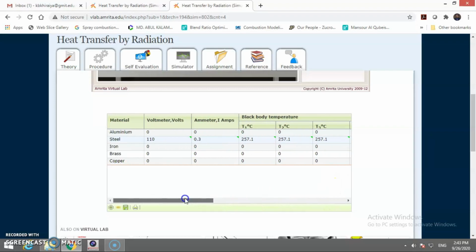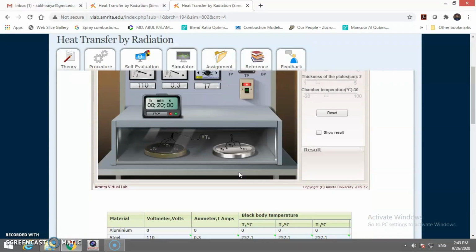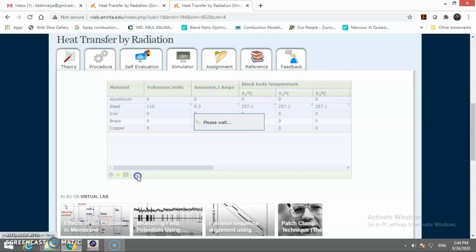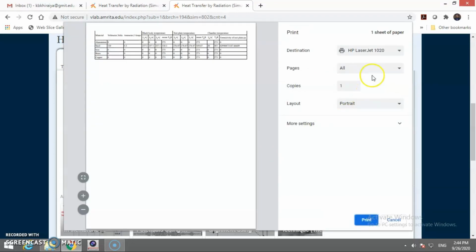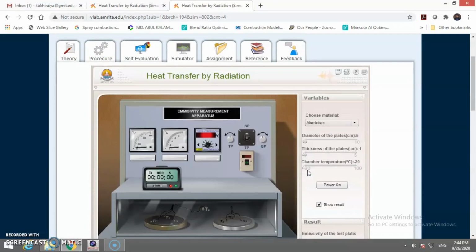So using these various readings and various current and voltage settings, we can run our experiment, and based on that we can calculate the emissivity. After entering all the values, you can save the observation table, or use the facility for taking a printout, which is also given here in this virtual lab. Using that option you can take a printout of this observation table.